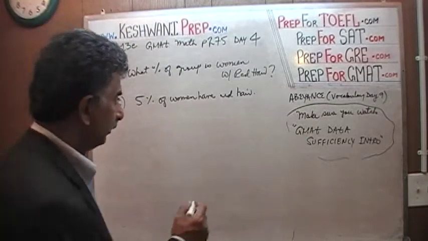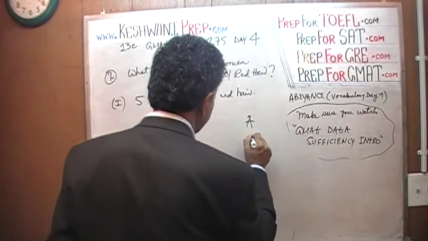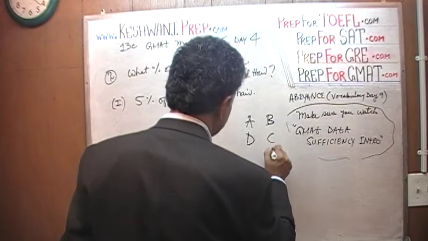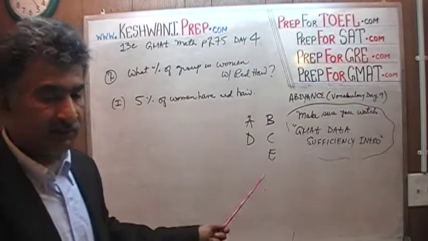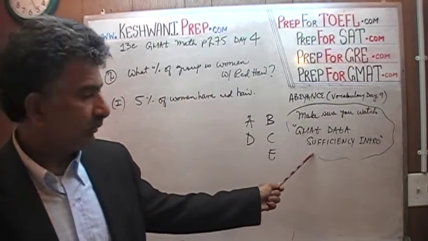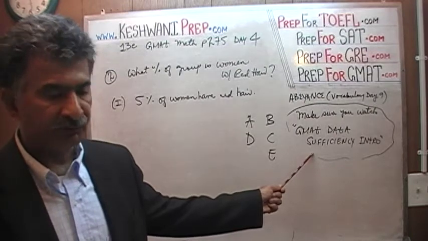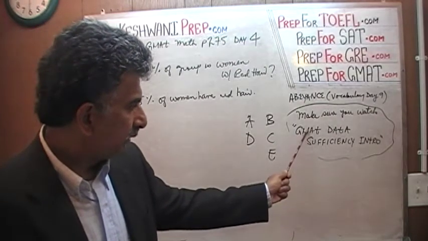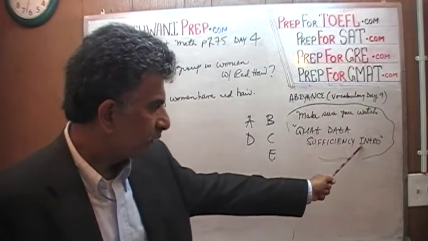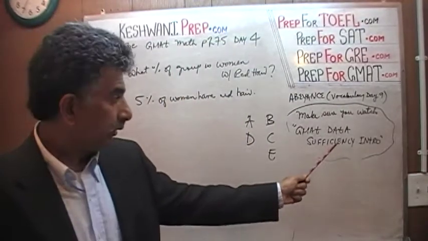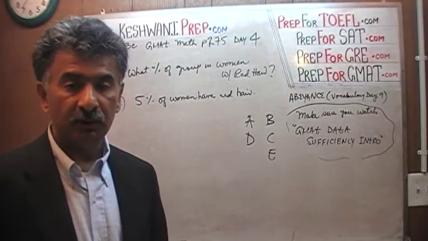The very first thing we will do is put down A, D, B, C, E. If you do not know what I just did there, make sure that you watch the introduction video, then you will understand it. Just type in GMAT data sufficiency intro along with my name, and the video will pop right up. Make sure you watch that video in its entirety.